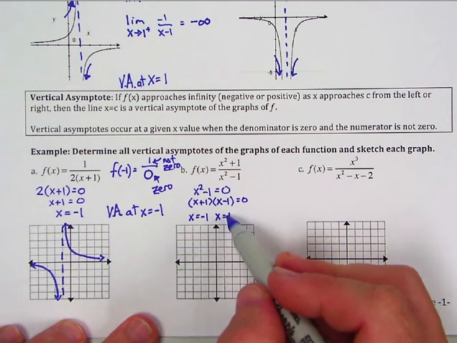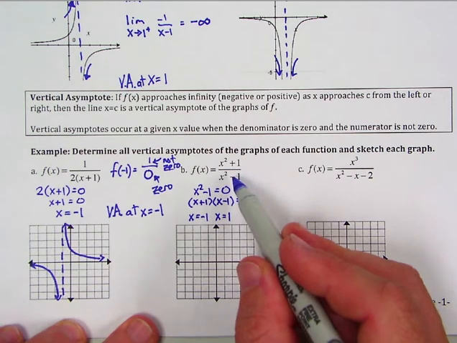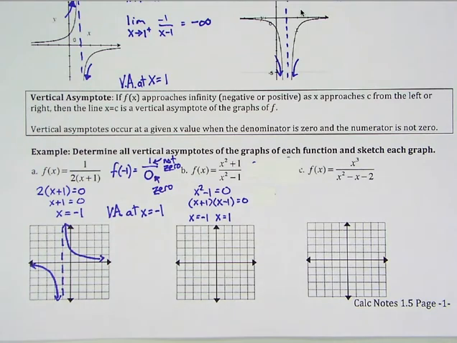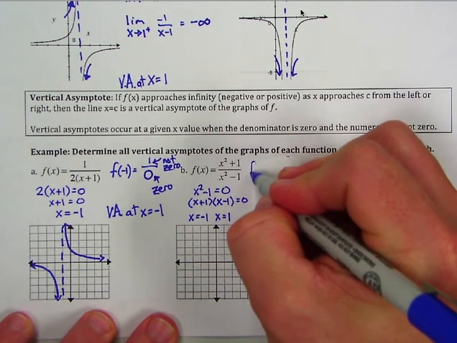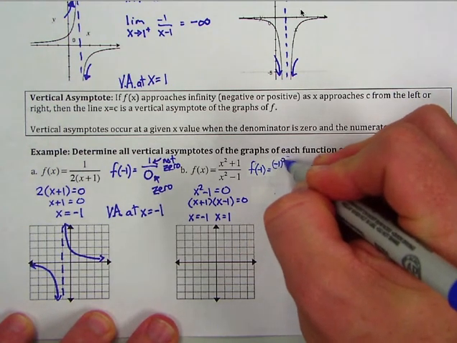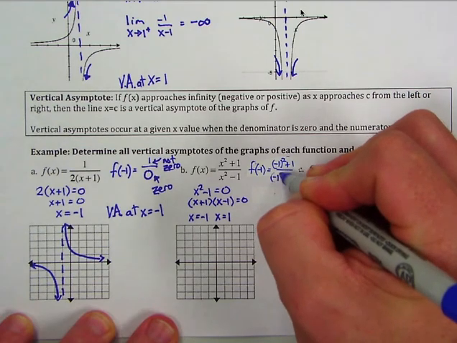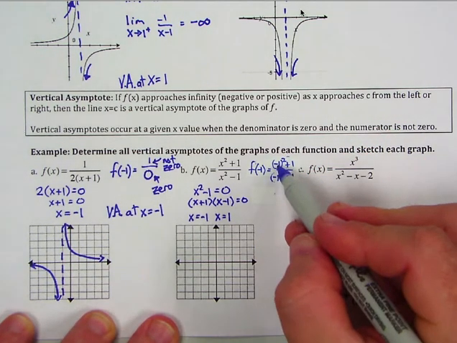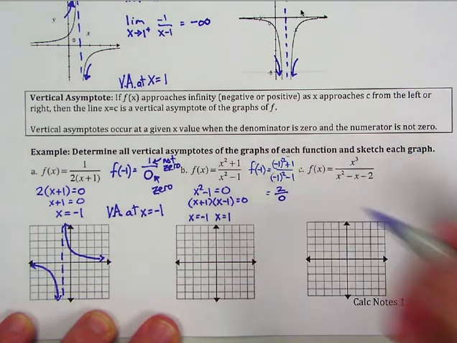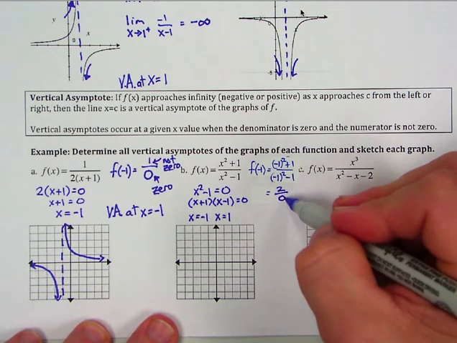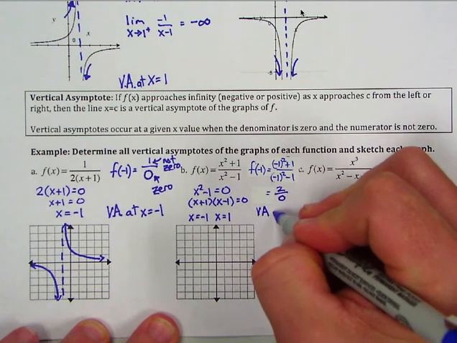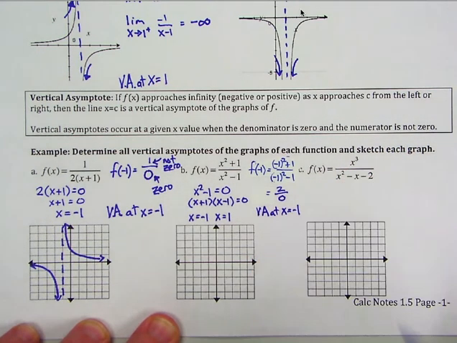Now, we have to go ahead and test both of these solutions in our function to make sure we get a number over 0. All right, so let's go ahead and find f of negative 1. So that's going to be negative 1 squared plus 1 over negative 1 squared minus 1. And this gives us 2 over 0. Okay, so 0 in the denominator, 2 in the numerator. So we know we have a vertical asymptote at x equals negative 1.